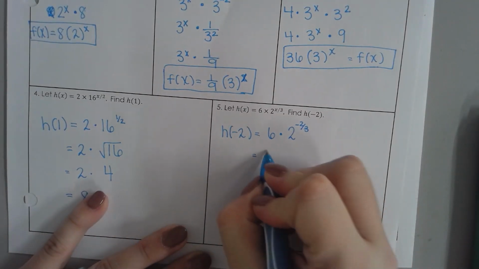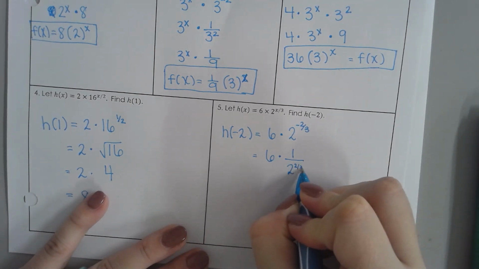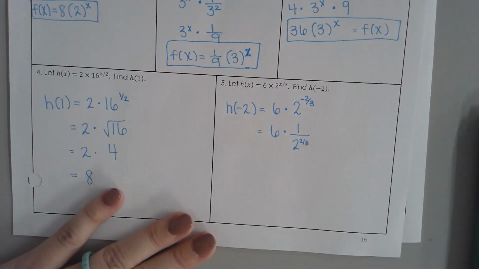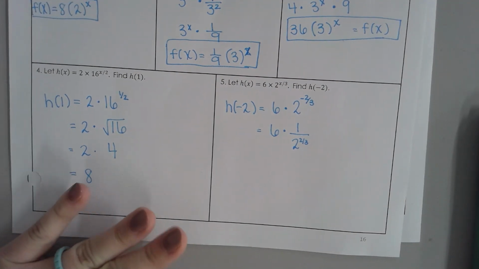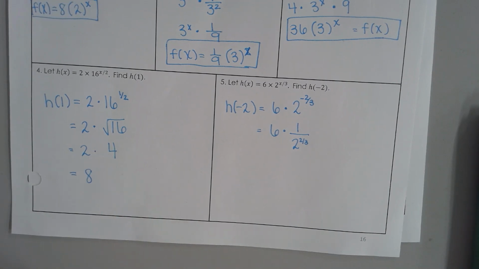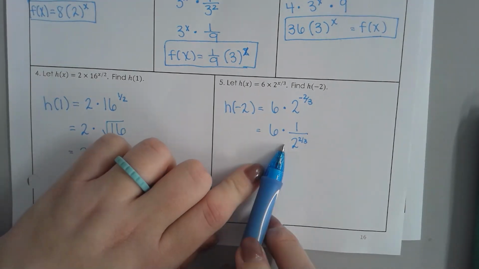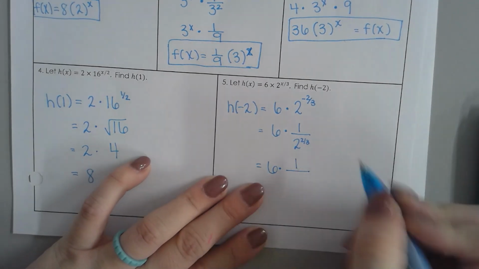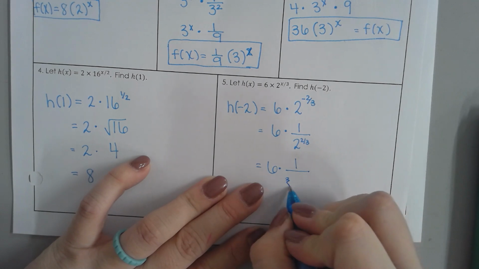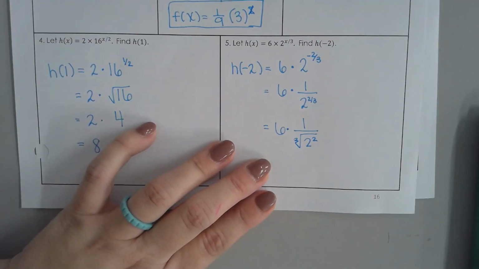So this is 6 times 1 over 2 to the 2/3. So if you got a negative exponent, fix that first. And then if you have a fraction exponent, fix that. Make it look like a root. So the denominator kind of comes out and becomes a root. So this is 6 times 1 over. So that 3 comes out, and I'm left with the 2 squared underneath. The 2 just kind of stayed there in the exponent.